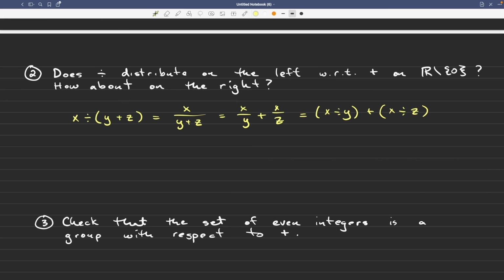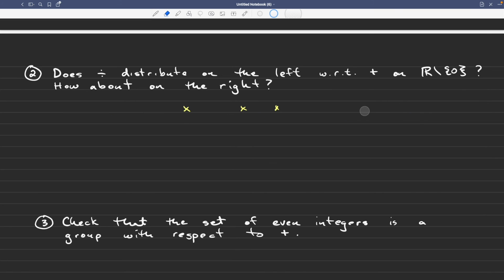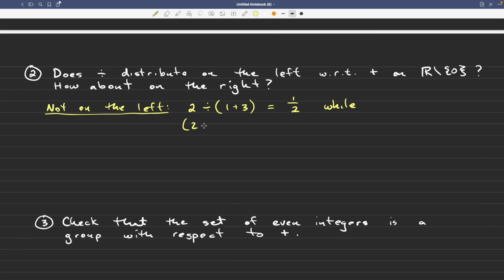Since I can tell this is not going to work, the best thing to do is provide a counterexample to show that it's not distributive on the left. So it's not on the left. For example, 2 divided by 1 plus 3 is 2/4, which equals 1/2, while 2 divided by 1 plus 2 divided by 3 is 2 plus 2/3, that'd be 8/3. And those things are certainly not equal.